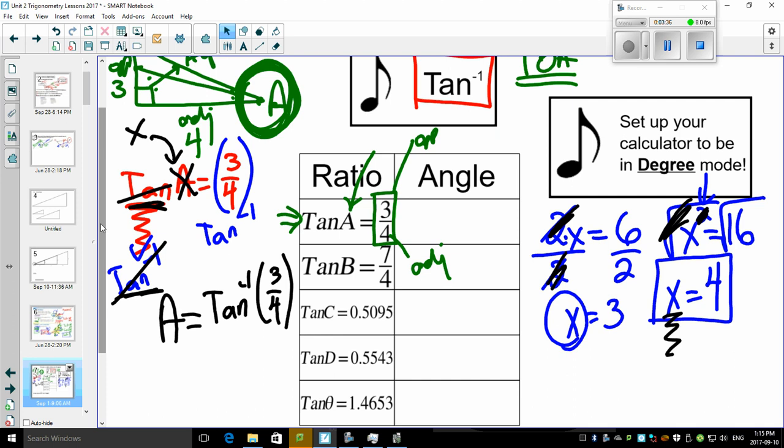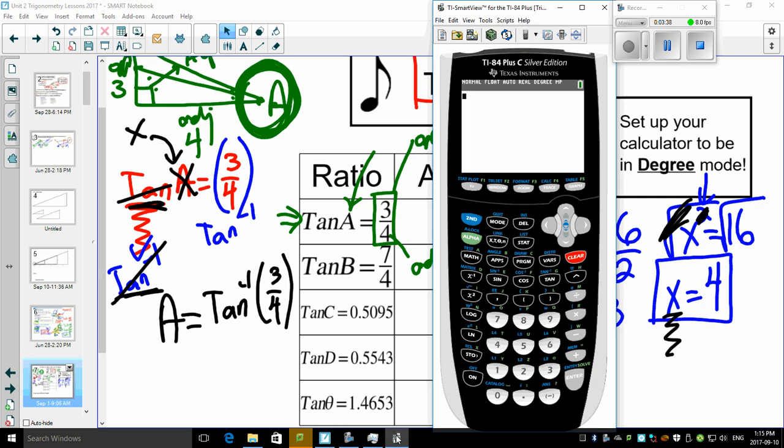Simple. All you need is your lovely little calculator. Okay? First things first, make sure it's in degree mode. Hit mode, and sure enough, this one is in degree. You can see it blinking right here. Look, I'll show you. Right there, it's blinking in degrees, so you're good. How do you get out of this mode?